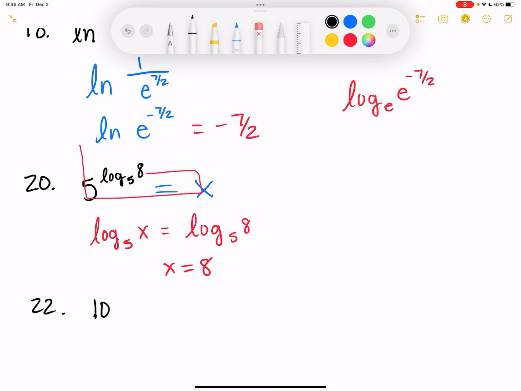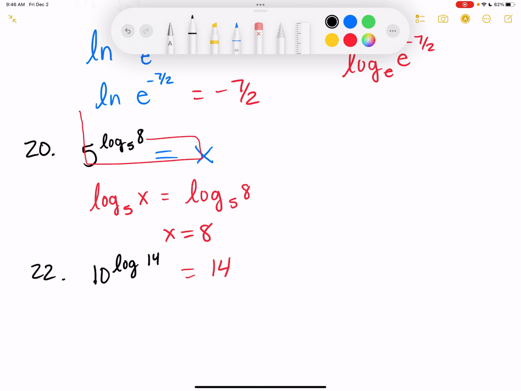10 raised to the log of 14. Well, it would then just be 14. Yep, because it's log base 10, right? And I'll do a natural log one. e to the ln of 1 over 5. One over 5. Yep.